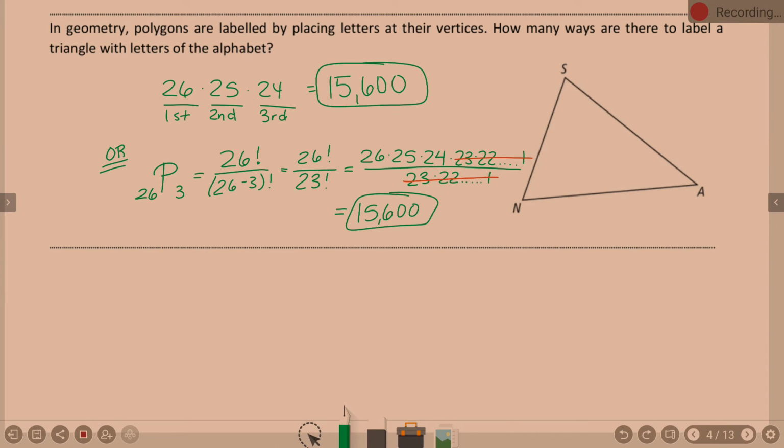So I enter my first number, 26. Then I go into my probability menu. I pick NPR. What was I doing? 3? Permutation of 26, picked from 26 items, 3 at a time. And I get that answer we just came up with. Okay? It's in there somewhere.